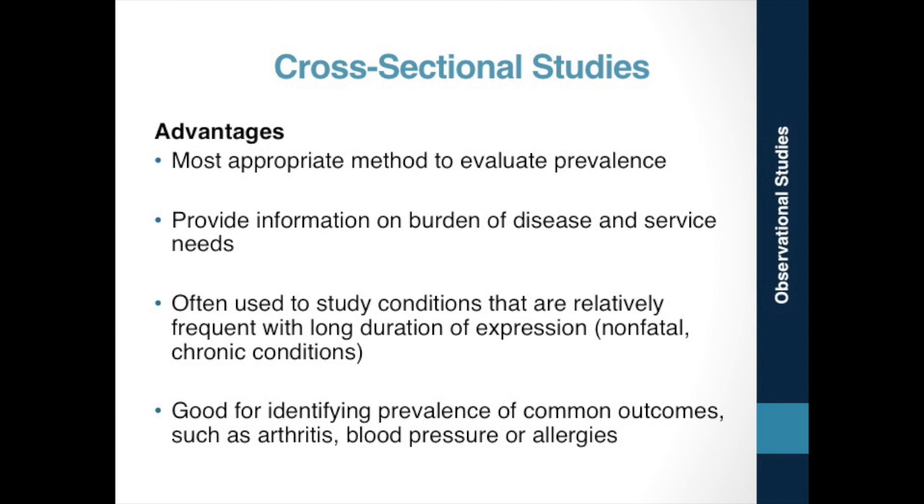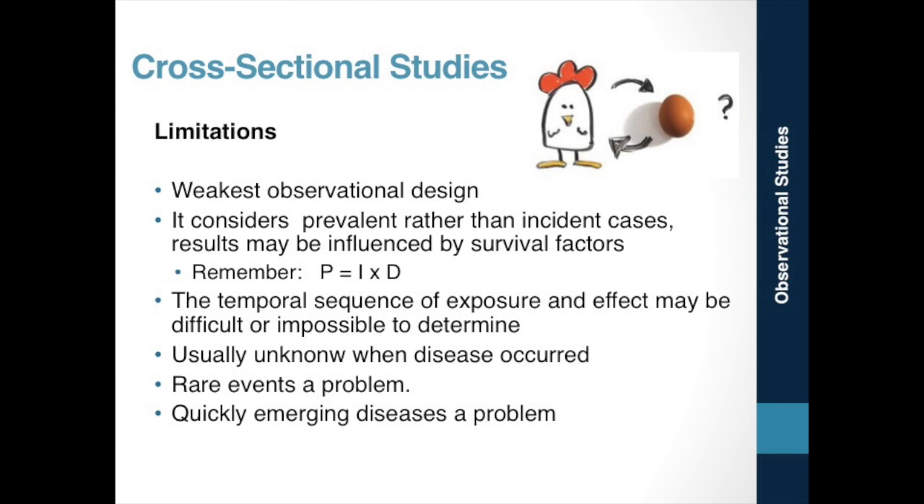Cross-sectional studies are the most appropriate method to assess prevalence of common outcomes and provide information on the burden of disease and services needs. Cross-sectional studies cannot determine whether exposure precedes disease, so they are good to assess associations but not causality. Cross-sectional studies are also not very useful for rare conditions or for quickly emerging diseases or outbreaks, and this is because people who die quickly or recover quickly are less likely to be identified and therefore not being captured in the study.